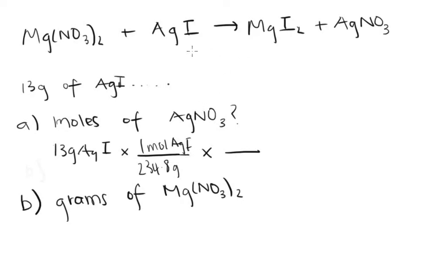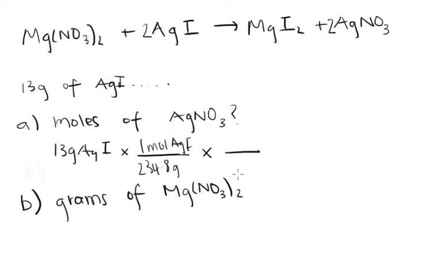moles of silver nitrate. But remember, I can't do anything without balancing this reaction. Is this balanced? It's not. So let's go ahead and balance this. Magnesium, 1. Okay, magnesium's balanced. Let's look at nitrate. There are 2 nitrates on the reactant side and only 1 here. So let's add a 2 here. The iodide is also not balanced. So let's add a 2 here. And we notice that now it's balanced.